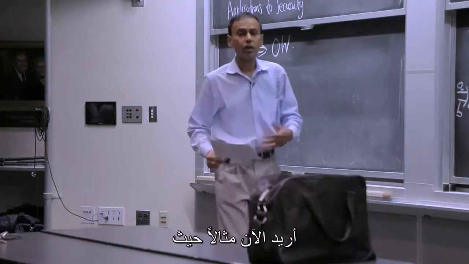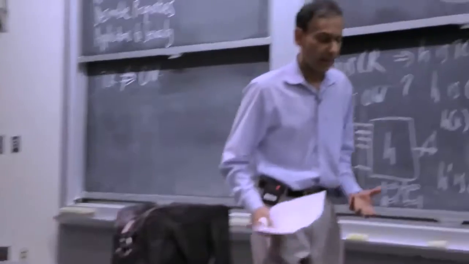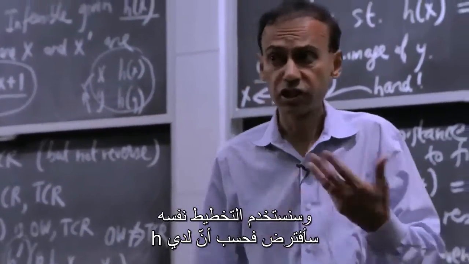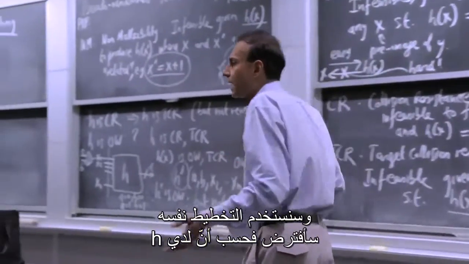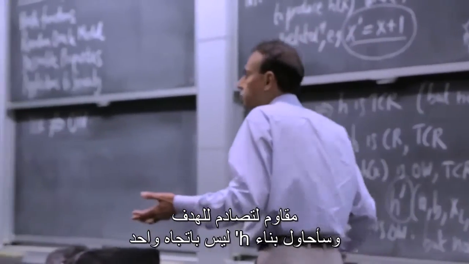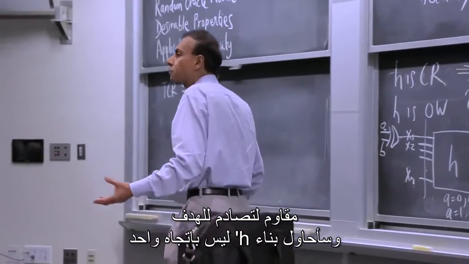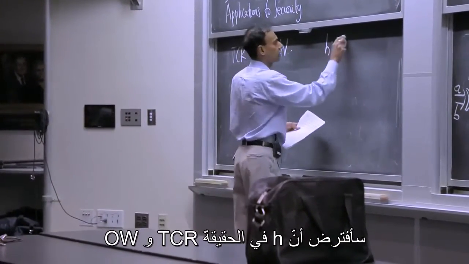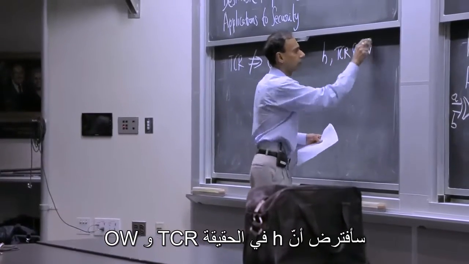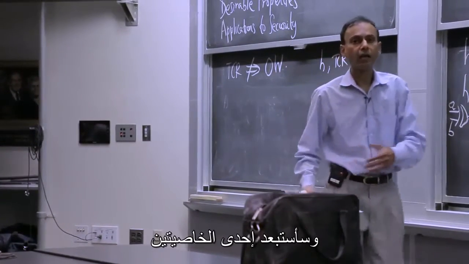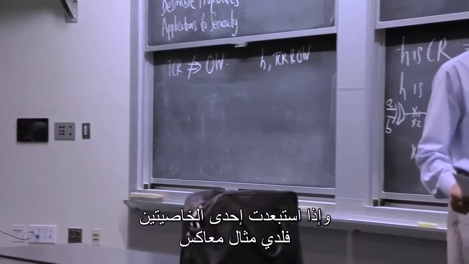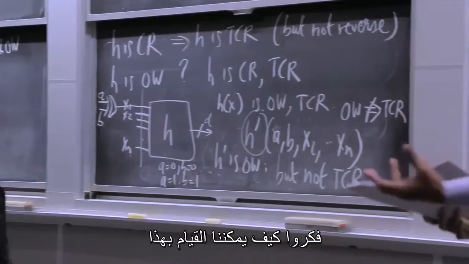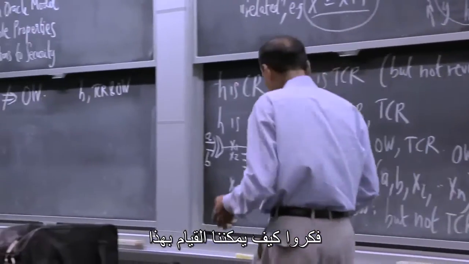Okay, so now I want an example where it is clear that I have target collision resistance, because I can just assume that, and we're going to use the same strategy. I'm just going to assume that I have an H that's target collision resistant, and I'm going to try and cook up an H prime that is not one way. So I'm going to assume that in fact H is TCR and OW, and I'm going to take away one of the properties, and if I take away one of the properties, I have a counterexample, right? So think about how you could do this.